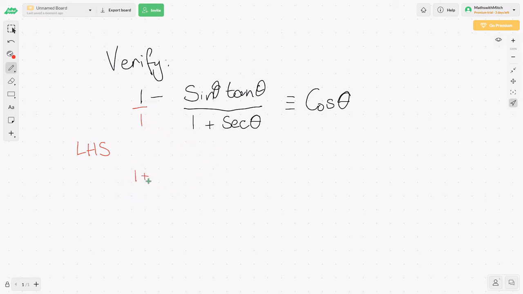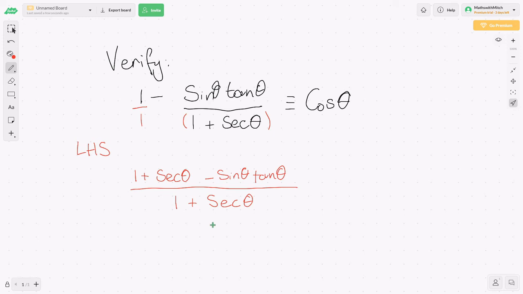So we end up with 1 plus sec theta minus sine theta tan theta, all divided by, and that would be, if you were to write out in full, 1 times this here, but we know 1 times that will just leave us with 1 plus sec theta. So that's the first step. We can now look at how we can simplify this down.